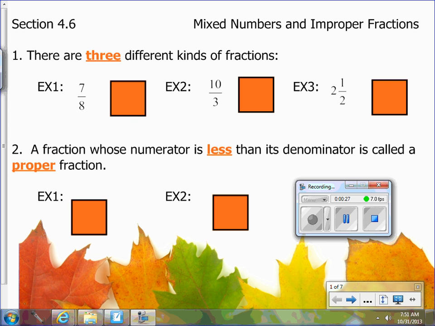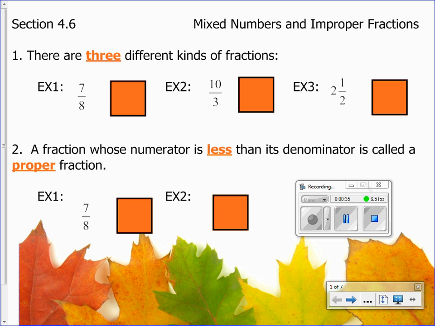Number 2, a fraction whose numerator is less than its denominator is called a proper fraction. So in example 1, you have 7/8. That is a proper fraction. In example 2, you have 5/6. That is a proper fraction.